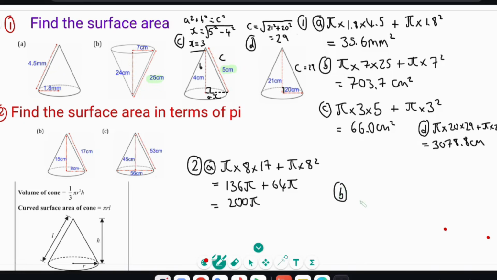B. Pi RL. So the radius is half of 56. 56 is your diameter. Plus pi r squared. So we have 1,484 pi. Add 784 pi. Gives us 2,268 pi.